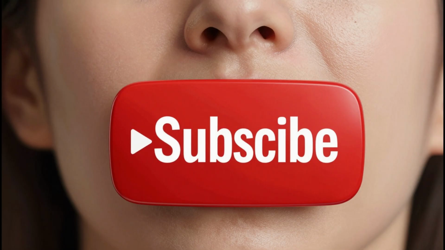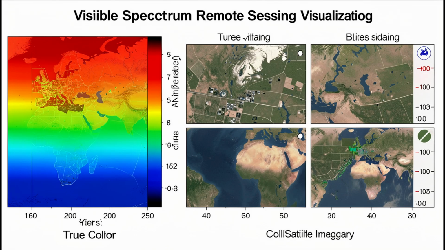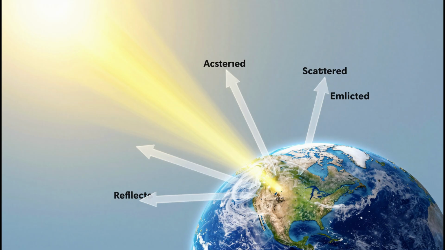Chapter 10. Energy interaction with the Earth. When electromagnetic energy reaches the Earth's surface, several processes occur. Energy may be reflected, absorbed, transmitted, or scattered. The proportion of each process varies depending on the object being observed. Different materials produce different spectral responses. These responses form the basis of feature identification in remote sensing.